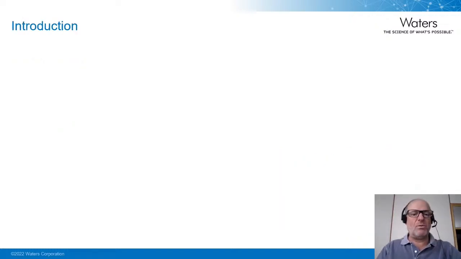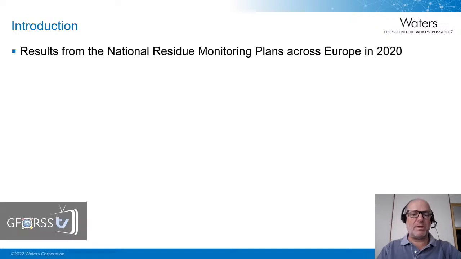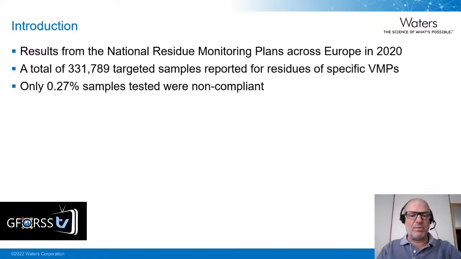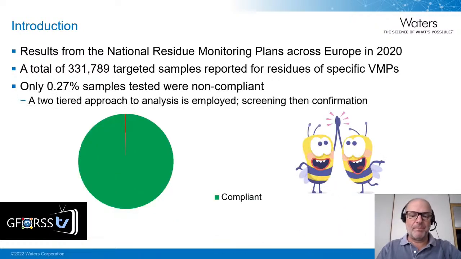So let's have a look at why screening is important. I'm going to use the results of a national residue monitoring plan across the European Union in 2020 as an example. And we can see the number of tested samples reported for residues, but also you can see that the non-compliance rate is very, very low. Only 0.3% of samples tested were non-compliant, and this is a feature of the survey year on, year out.